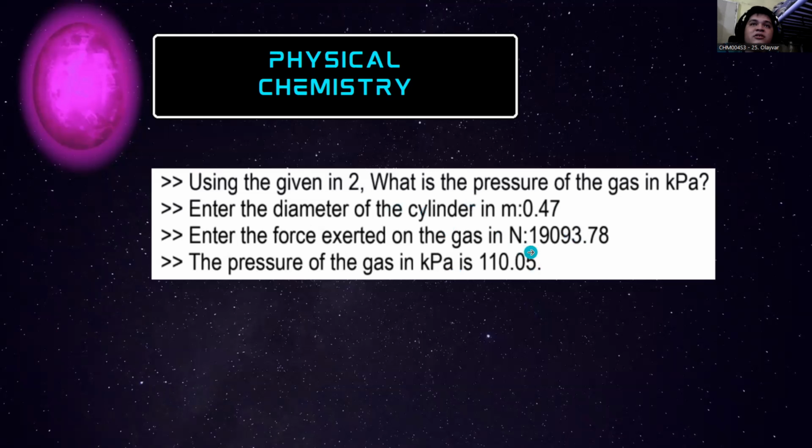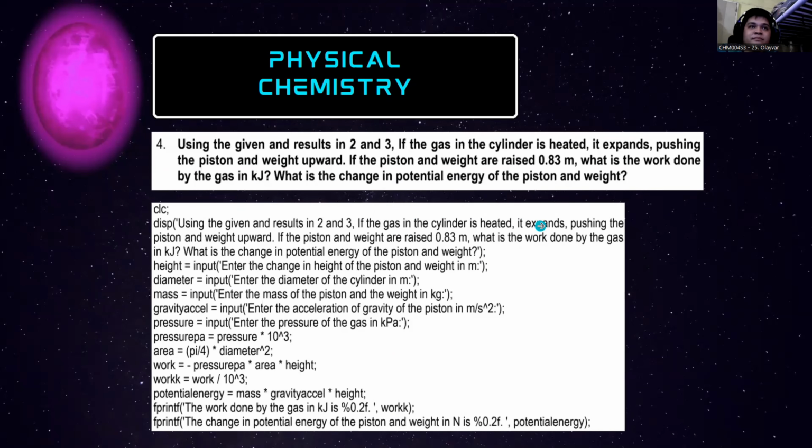And this is the result of the coding, and this is the problem. The diameter of the cylinder is 0.47 meters from the previous problem, and the force exerted on the gas in Newton is 19,093.78. And we will get the pressure of the gas in kilopascal, which is 110.05.